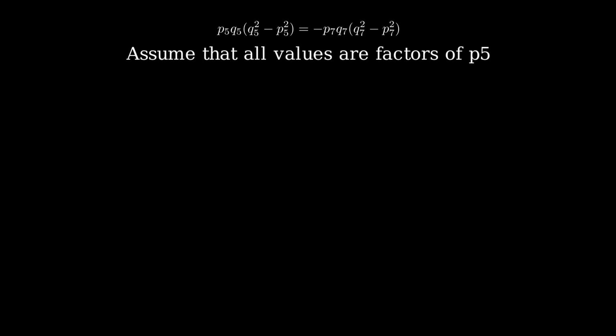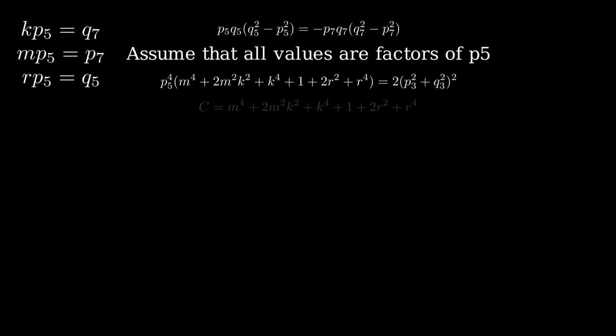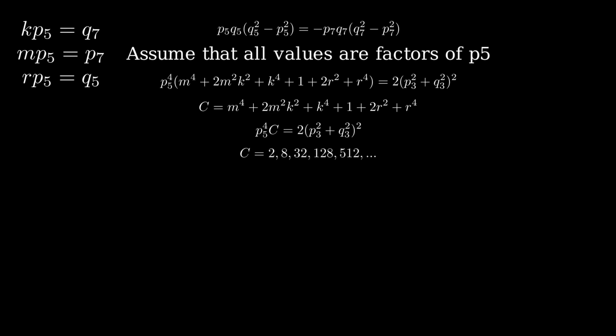I'm now going to demonstrate what happens if we make an assumption on what these values should be. Here I'm assuming that q7, p7, and q5 can be written in terms of p5, effectively removing one variable. That large expression multiplied by p5 to the fourth, I'm going to substitute it for the value of c. Performing an exhaustive search, I've concluded that c can only have very specific values. These values can easily be defined algebraically.